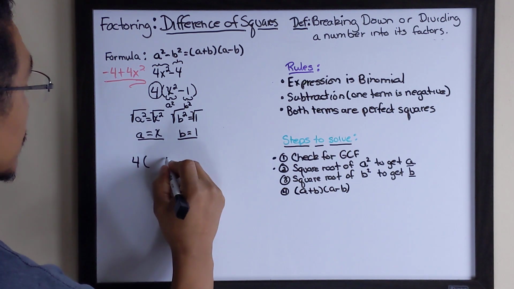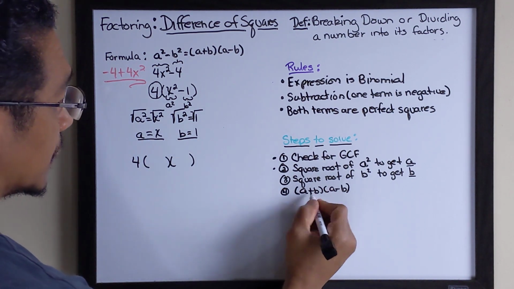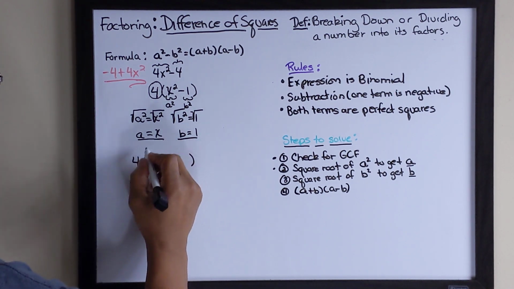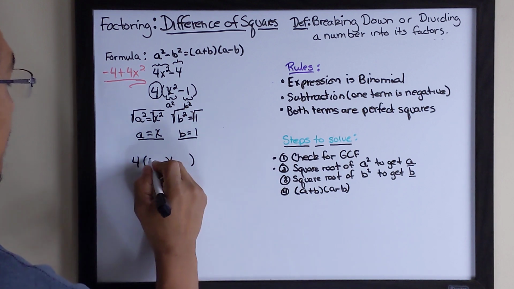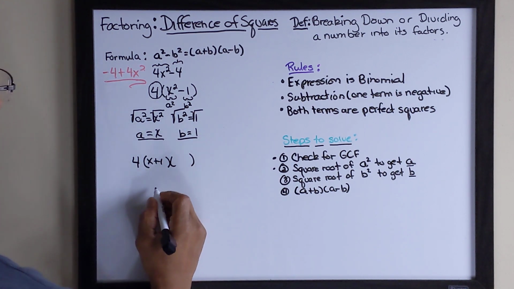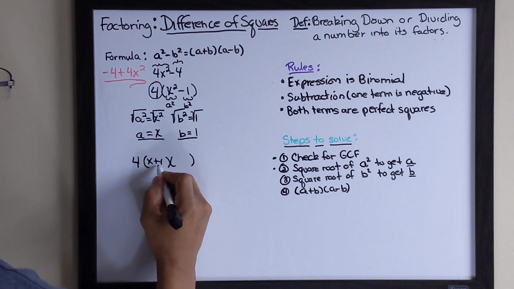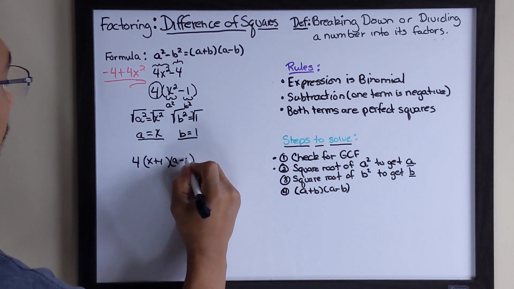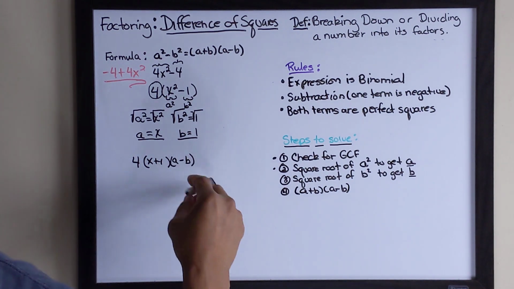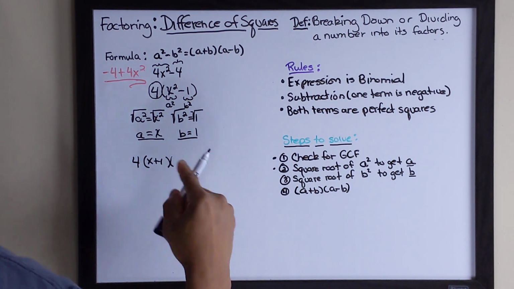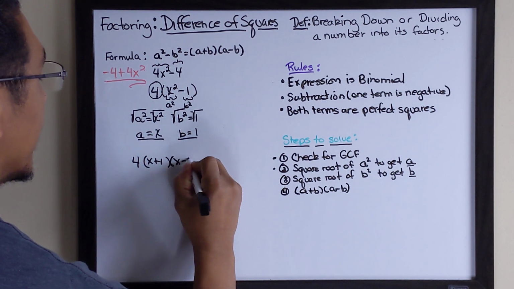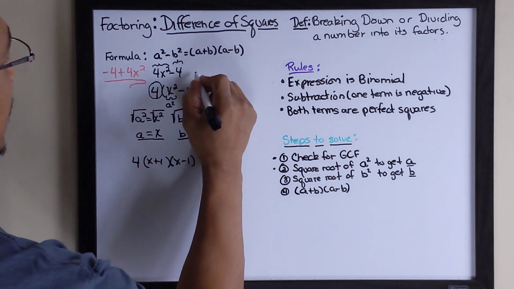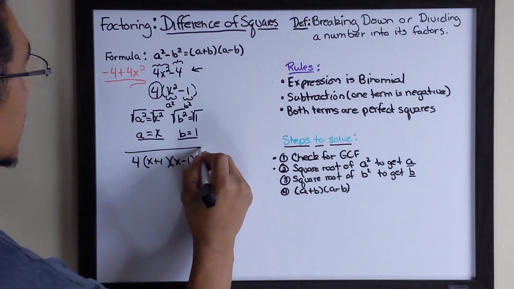Now, we're going to write these two parentheses that I'm talking about here. We're going to plug in the values of a and b. So a plus b is x plus 1. a is x, b is 1. And then there's a minus sign here. We do the same thing with a and b. I'm sorry, I messed that up. Not a and b, but x minus 1. So that is the factored form of this polynomial. This is our answer.